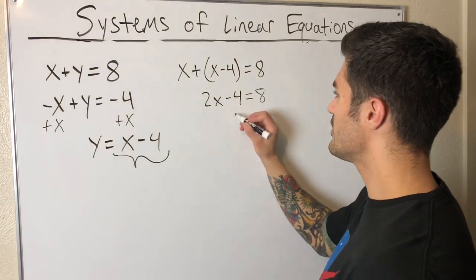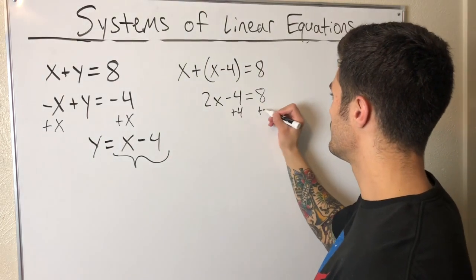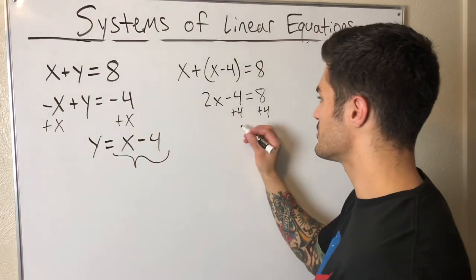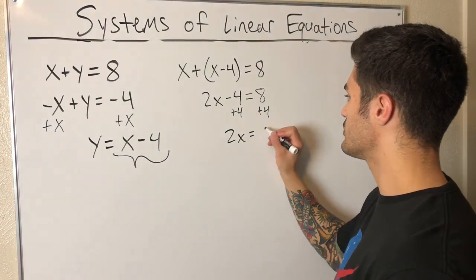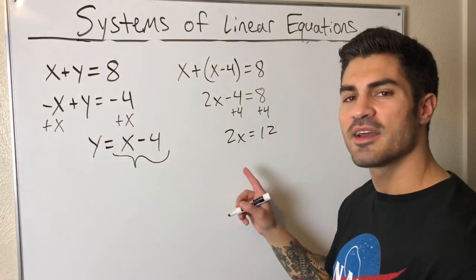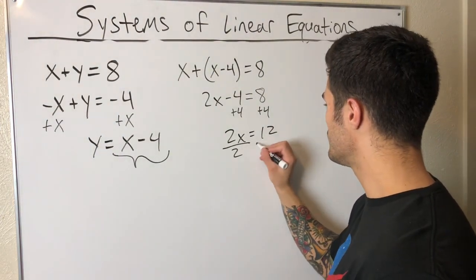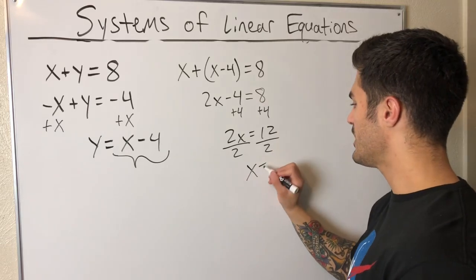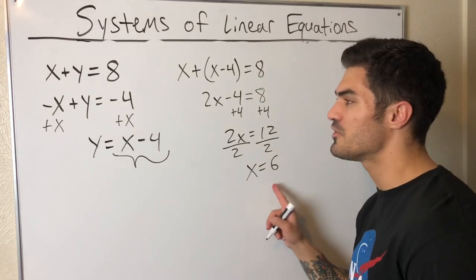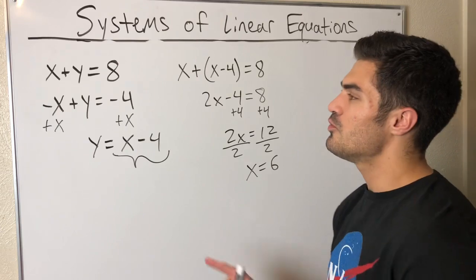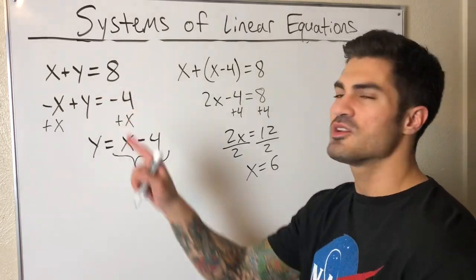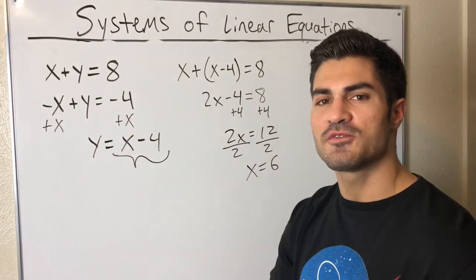And that equals 8. Now I'm going to add 4 to both sides. I'm solving for x, right? So 2x equals 12. So I need to get the x by itself. I divide both sides by 2. And I'm left with x equals 6. So this is the value for x that will satisfy both of these restrictions, both of these constraints for y.